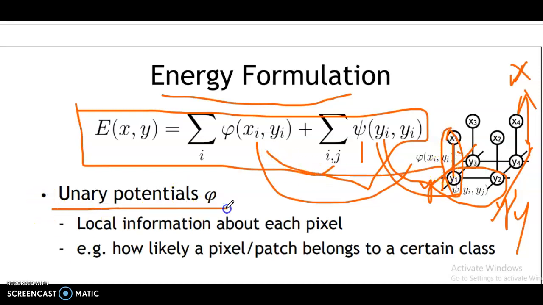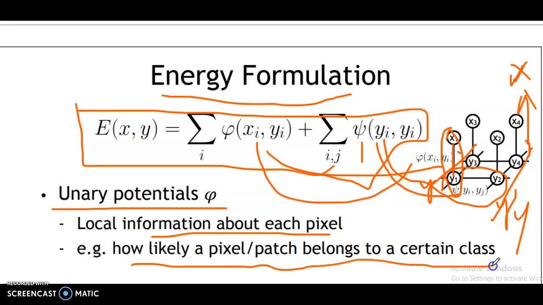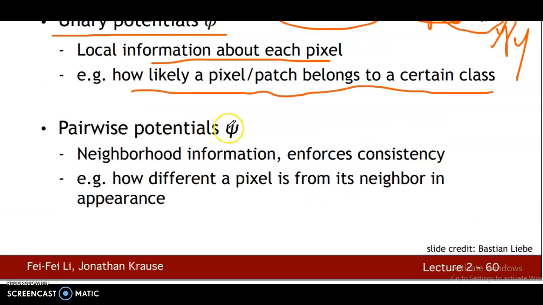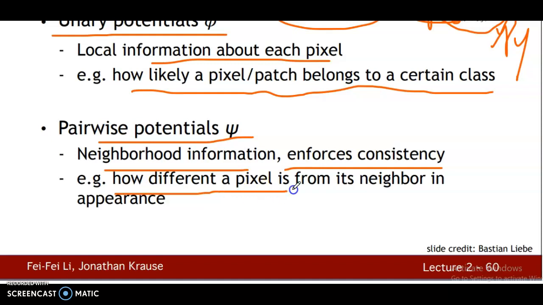Unary potentials pi: local information about each pixel, how likely a pixel or patch belongs to a certain class. Pairwise potential psi: neighborhood information that enforces consistency, how different a pixel is from its neighbor in appearance.